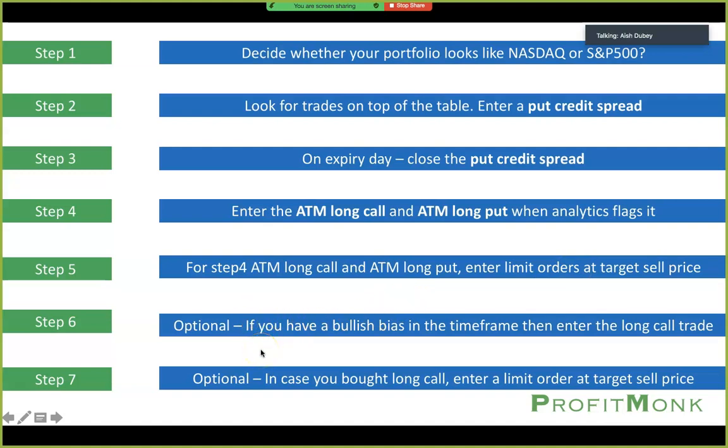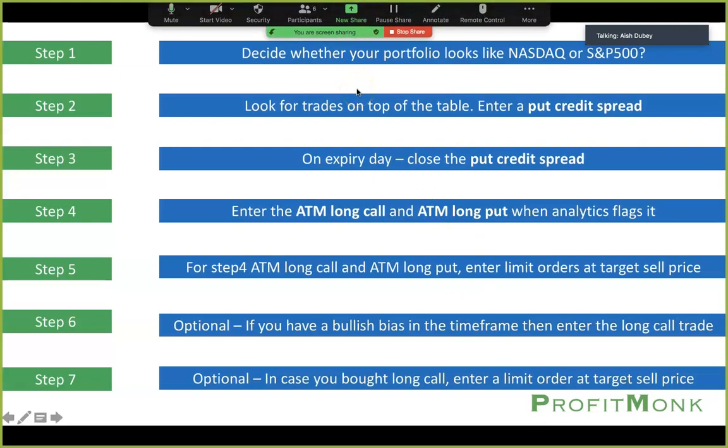And again, the last 2 steps are optional. I do it. It's up to you if you want to do it, and you should analyze the results with and without it. If you have a bullish bias at some certain point of time, then enter the long call trade. I pretty much entered a long call trade most of the time as well. And in case you bought a long call, enter a limit order at target sell price as well. So these are the 7 steps you got to do. How often do you have to do it? I think that's interesting, but I can walk you through that as well.